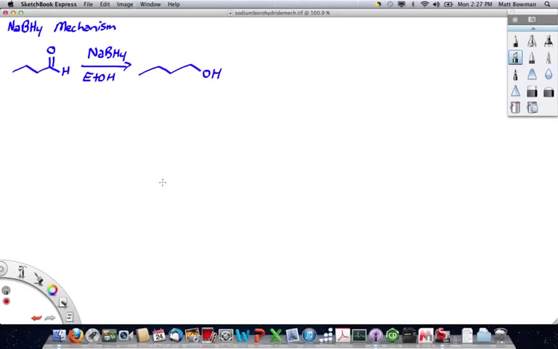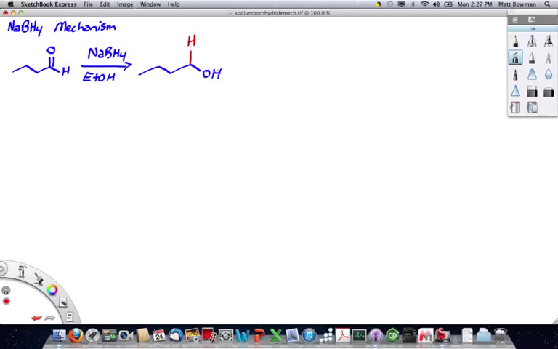The mechanism for the reduction of a ketone or aldehyde by sodium borohydride. Essentially, what's happening in this reaction is we're adding two hydrogens to a carbonyl to give an alcohol. The two hydrogens that we add are an H to the oxygen and an H to the carbon.